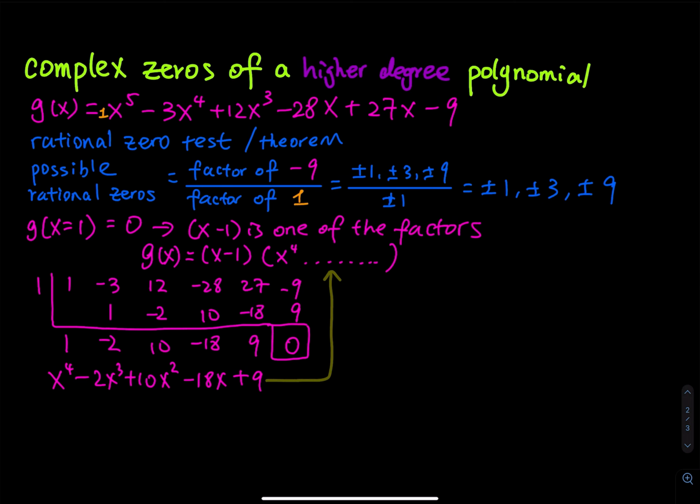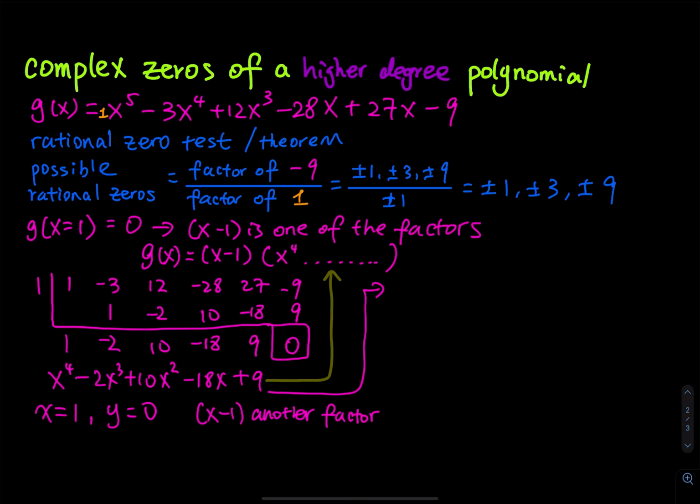And then other than that, I also find out that when x equals 1, y equals 0. So that means I have to bring this over here. So that means x minus 1 is another factor. So this is a 1, and then the rest, I will just pull this line here. So we have 1 minus 2.